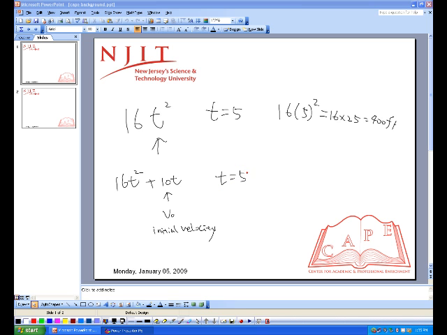If you know what t is, you simply plug in the t for 16t squared and 10t. Plug in the 5 for t. So you'll have 16 times 5 squared plus 10 times 5. Do the calculation yourself, and you'll get 450.